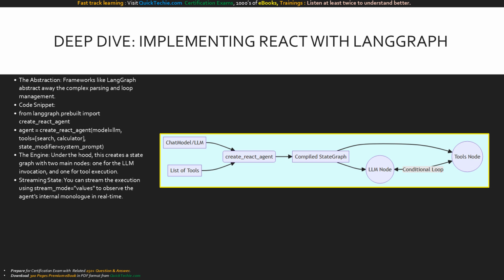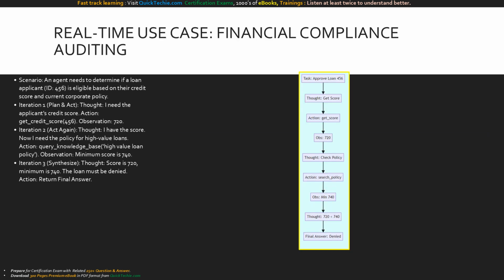This diagram shows the modern developer experience. You take your standard chat model and your list of tools and feed them into the Create React Agent constructor. Out comes a compiled state graph. You don't have to write the routing logic. The framework automatically sets up the LLM node and the tools node, connected by a conditional loop that seamlessly manages the back-and-forth ReAct state. Let's apply this to a highly critical, real-time use case, financial compliance auditing.